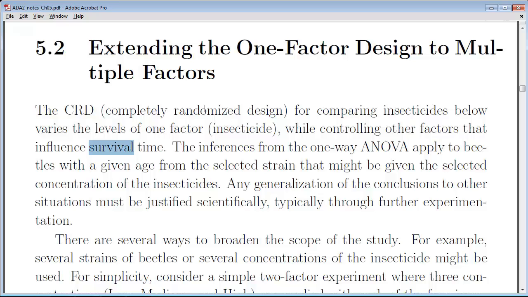So the completely randomized design, what that means is we're going to define combinations of treatments, say insecticides and dosages, and then we are going to take a population of beetles that we have got a sample from, and hopefully those are a very homogeneous sample of beetles that maybe all have the same age and the same type or strain of beetle, and then we're going to randomize those beetles into the different treatment combinations.